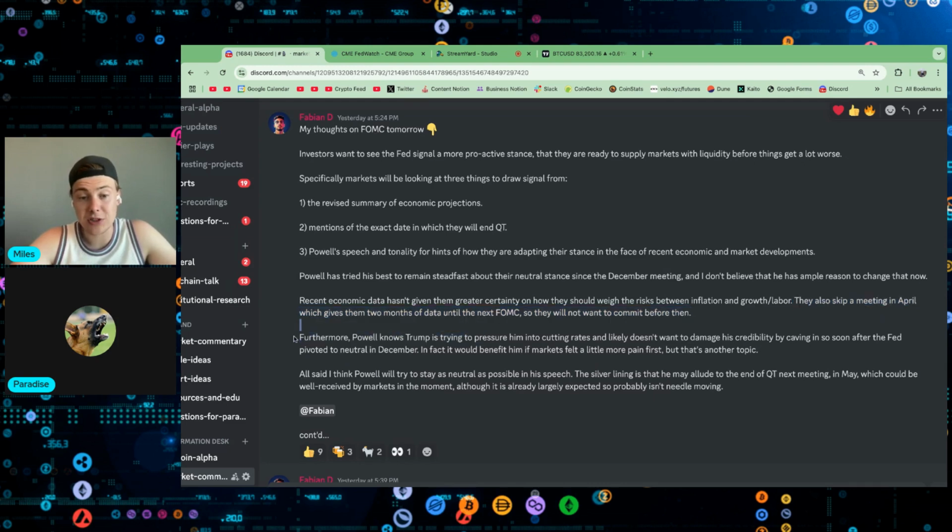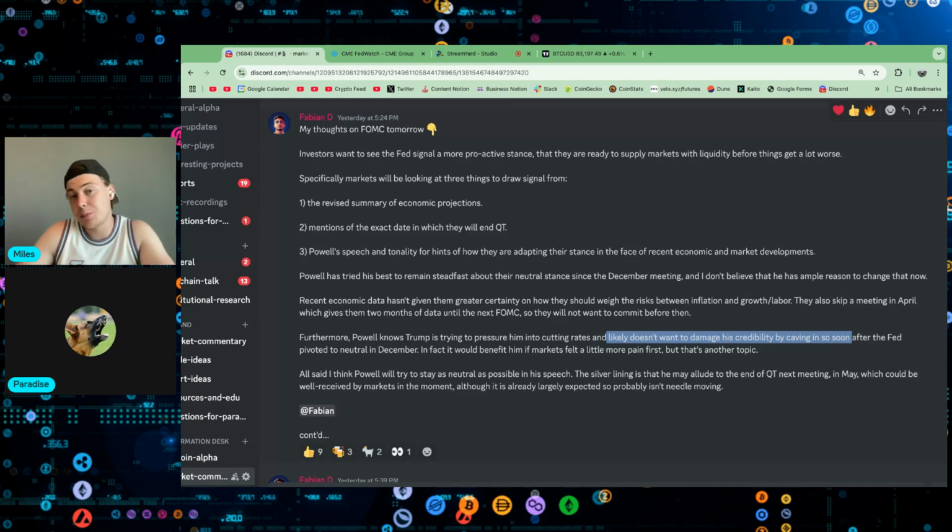Furthermore, Powell knows Trump is trying to pressure him into cutting rates and likely doesn't want to change his credibility by caving in so soon. That's an interesting point to back up the fact that they probably won't make any massive moves, because we know that Trump has been trying to lower rates, and the way he's been trying to do that is to weaken the economy, weaken the stock market, thus weakening inflation data. We've seen inflation data coming actually down now. And the whole point of that is to try and get rates down, which can stimulate the economy in the long term, which will obviously be long-term bullish for markets.